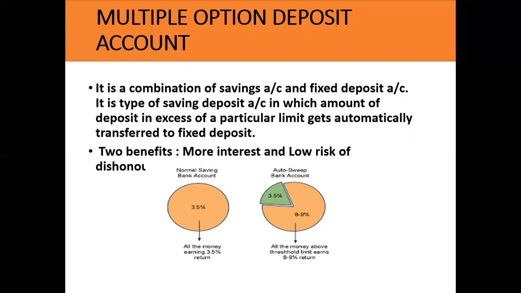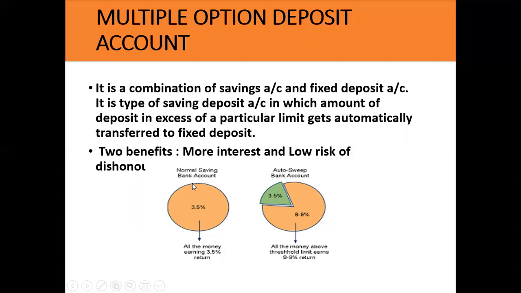Suppose you have issued somebody a check of 40,000, right? And you have a multiple option deposit account wherein 10,000 is in your main saving account and the other 50,000 is lying in your fixed deposit. So automatically when you issue a check, that check will not get dishonored. They will remove money from your fixed deposit to honor this check. Okay, so two benefits, like here you can see the example.